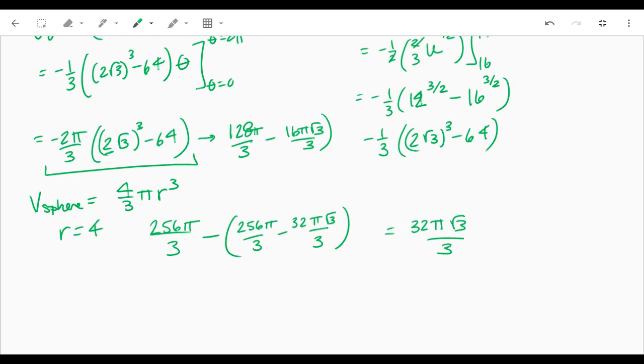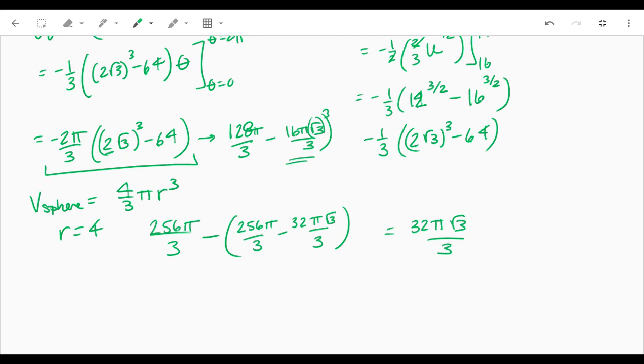Unless my notes were wrong. Let me see here a second. 2 pi over 3. I think my notes might have been wrong. Let me think here. 128 pi over 3. This is the piece that I'm looking at. Oh, I left off the cubing there. There we go. The square root of 3 cubed.